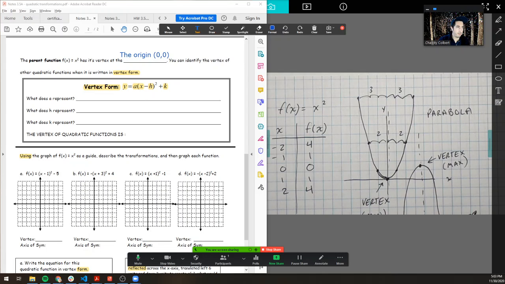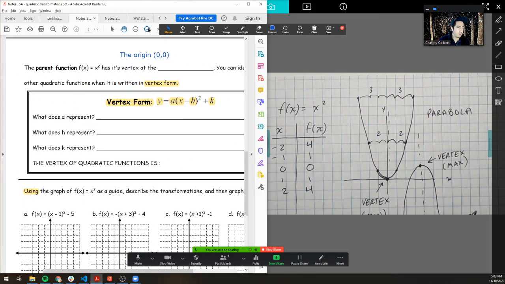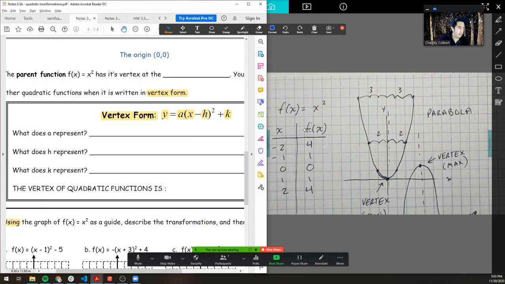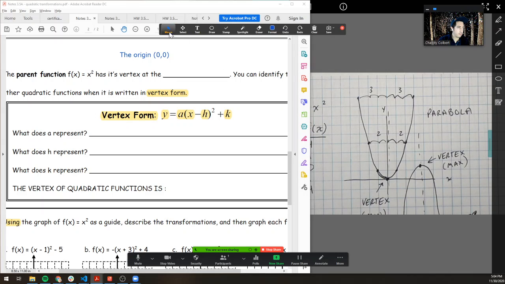Let's zoom in just a tiny bit more. I want to make it a little bit bigger. There we go. Now I'll move this back right there. Okay.